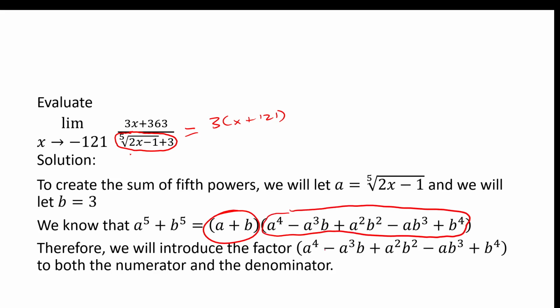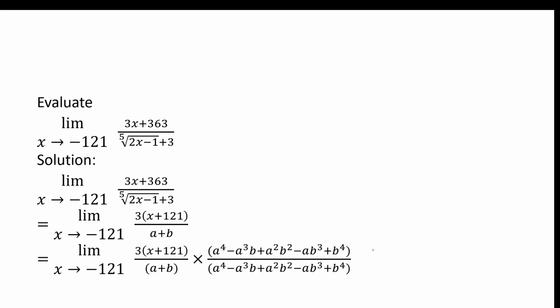So let's introduce this factor to the bottom. Now, obviously, that'll create our sum of fifth powers, but if we introduce this factor to the bottom, we're going to have to introduce it to the top as well. So the first thing we do is just factor the top.